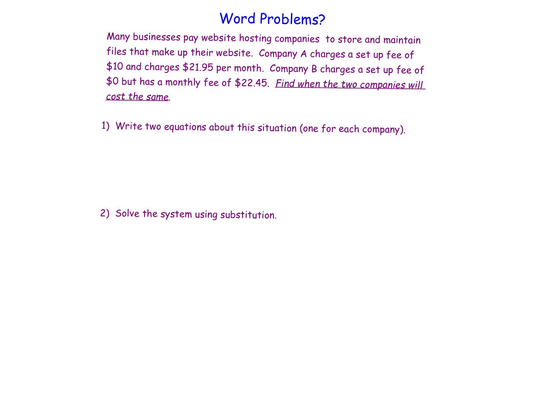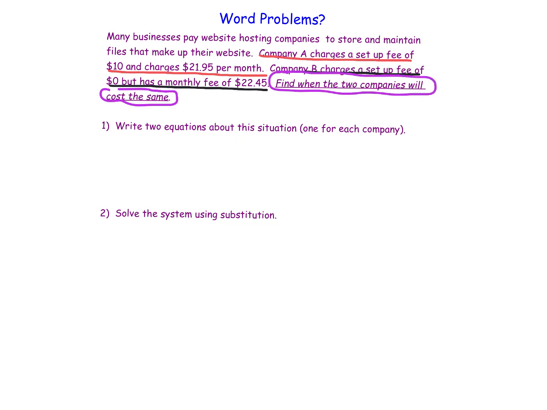So in this word problem, it says many businesses pay website hosting companies to store and maintain files that make up their website. Company A charges a setup fee of $10 and then charges $21 per month, while Company B charges a setup fee of $0 but has a monthly fee of $22.45. Find when the two companies will cost the same. So that's ultimately what I am trying to find in this problem, is when they cost the same.